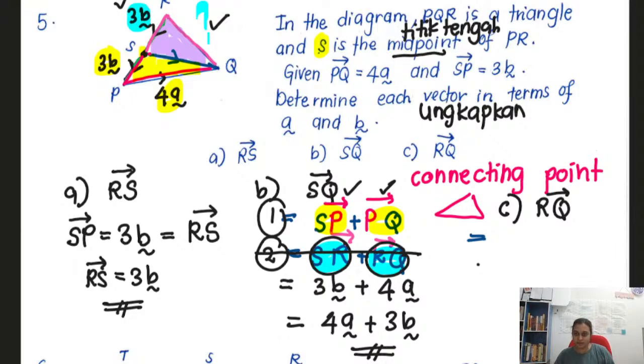Okay, Yovin got 4A plus 6B. Okay, very good, correct, Yovin? Okay, Yovin, which connecting point you use? Guna connecting point yang mana? Okay, of course, kena start daripada R. Lepas tu, Q kena letak dekat belakang. You must write at the back. Okay, which point Yovin guna? You use which point to do the connection?